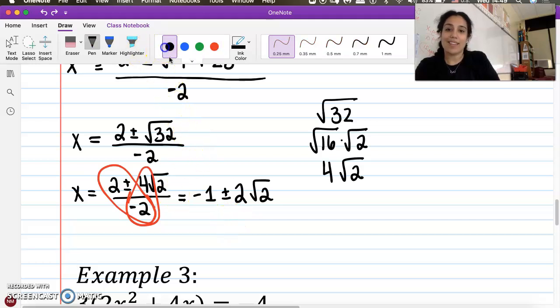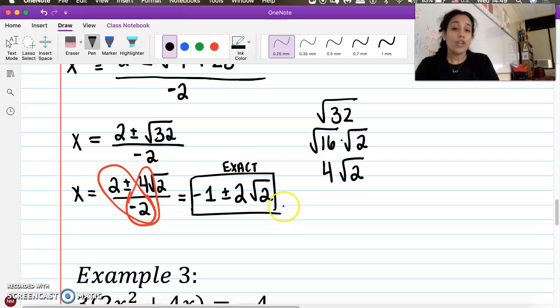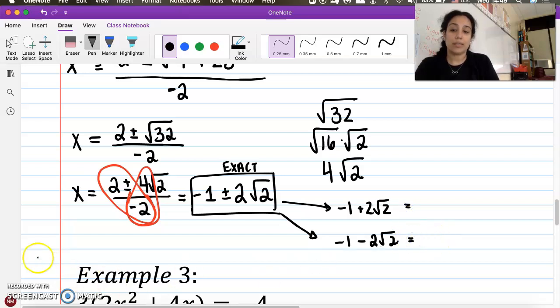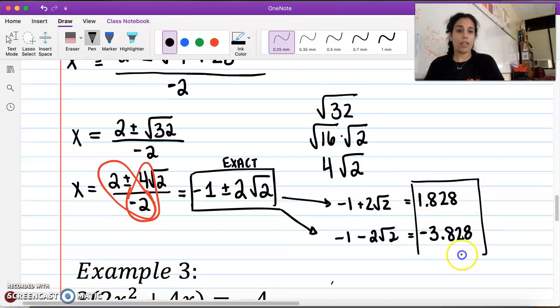And that is your final answer. That is the exact answer. And then if you wanted to find the approximate, you would put them into a calculator and you would do -1 plus 2 root 2, -1 minus 2 root 2, and you would get an approximate decimal. The approximate roots would be 1.828 and -3.828.